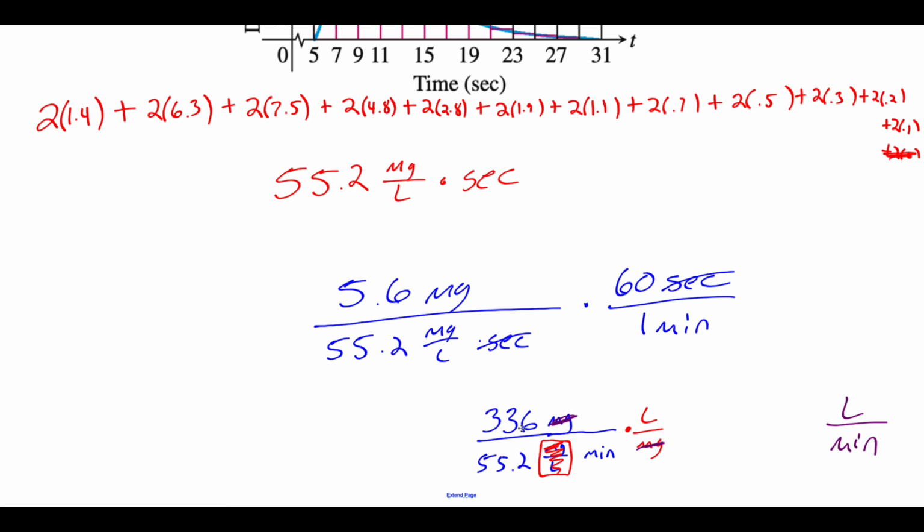Now, if we actually do this dividing in here, 336 divided by 55.2 is going to give us about 6.09 if we round that off to 2 decimals. So this represents a cardiac output of just a little bit more than 6 liters per minute for this patient.